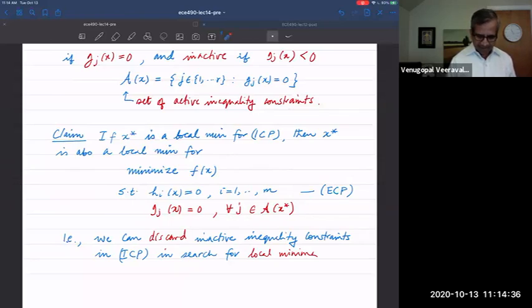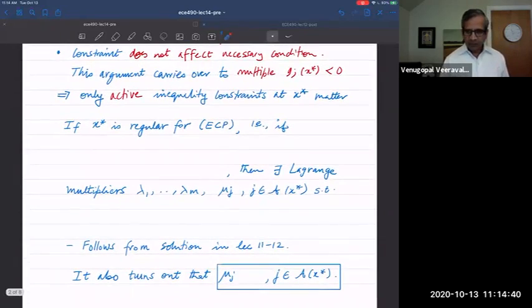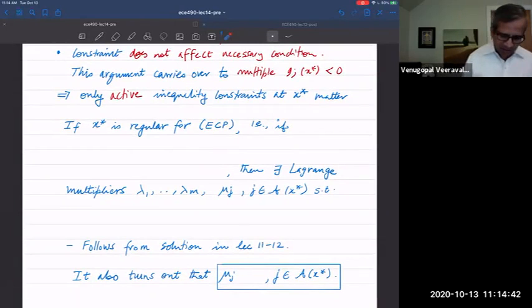So let's do that. Assuming that x star is regular for the equality constraint problem, that means, if I look at the gradient of h_i of x star, or maybe I should list them all.